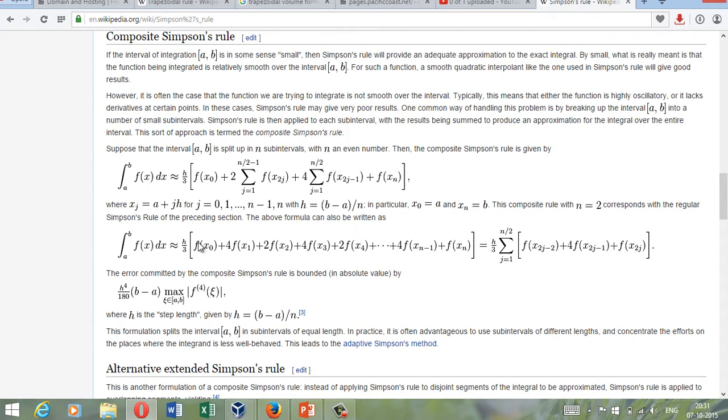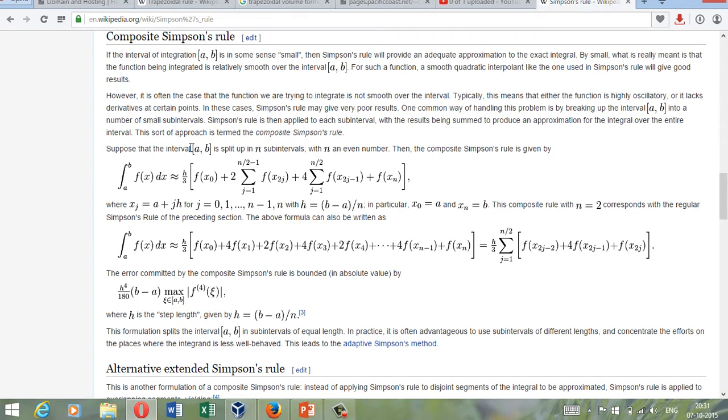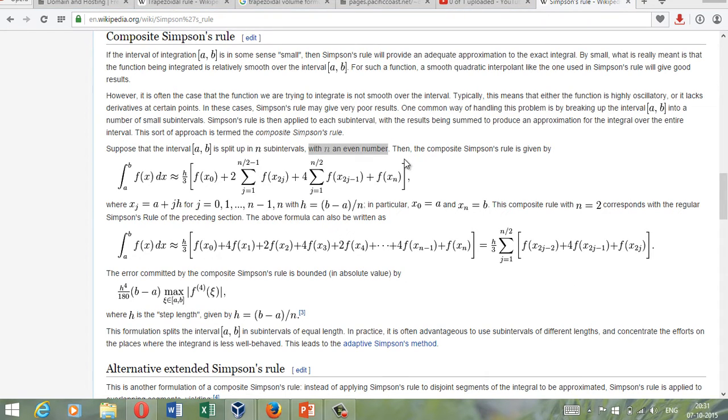Anyways, so what you do is you divide the function into n subintervals, starting from a, which is your initial limit, to b, which is your final limit. And make sure, this is very important, that this n is even, because this rule approximates a function using quadratic polynomials, and I would like you to find out and study why this condition is imposed.